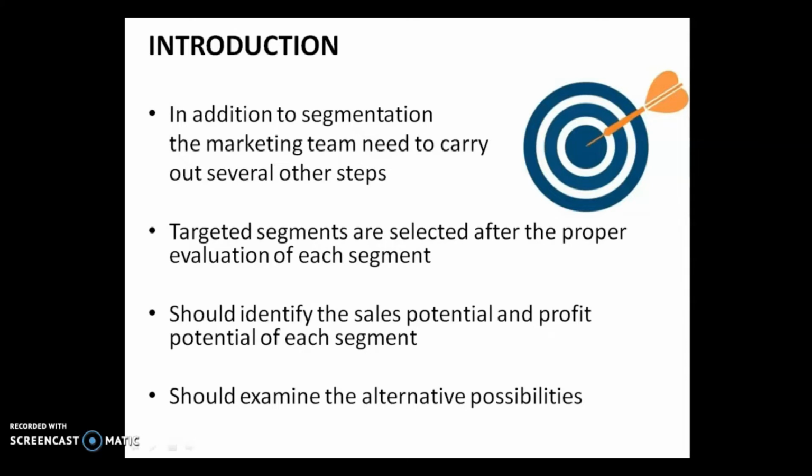So the segments to be targeted are selected after evaluating each segment. They should identify the sales potential and profit potential of each segment. The marketing team has a great role to play in identifying the sales potential of each segment and also the profit potential of each segment. That is, how much product can be sold in a particular segment and how much profit can be attained from each segment has to be identified by the sales team.